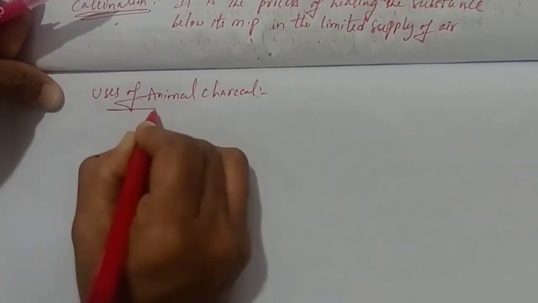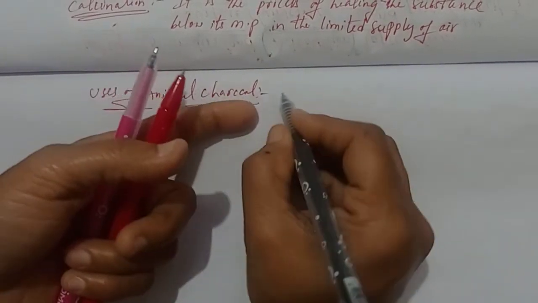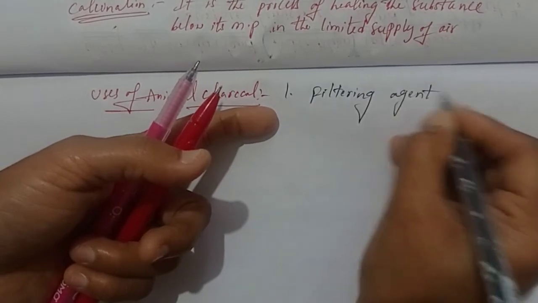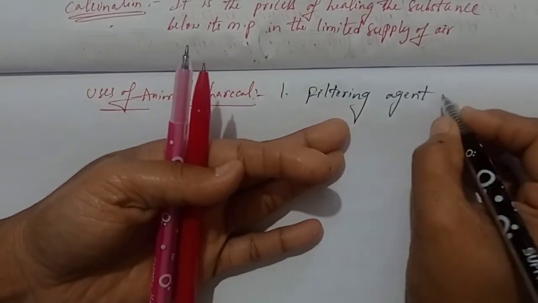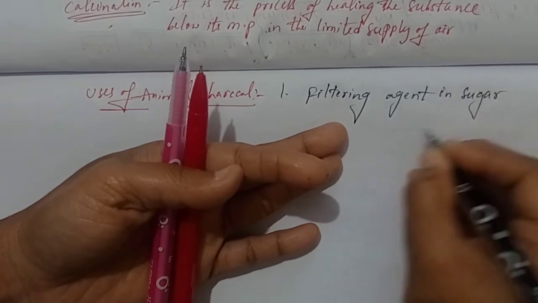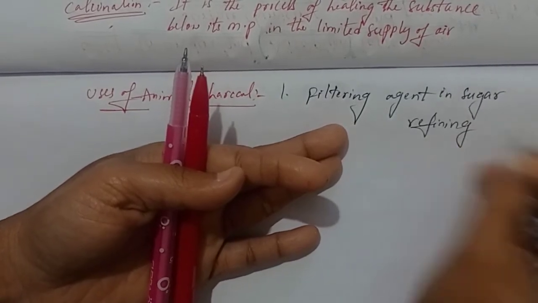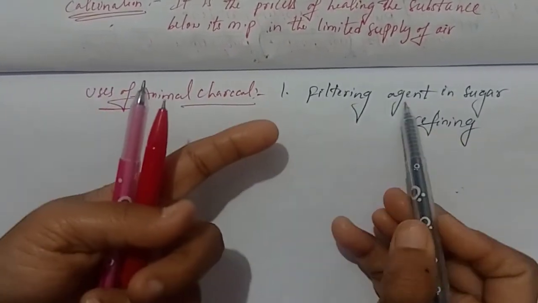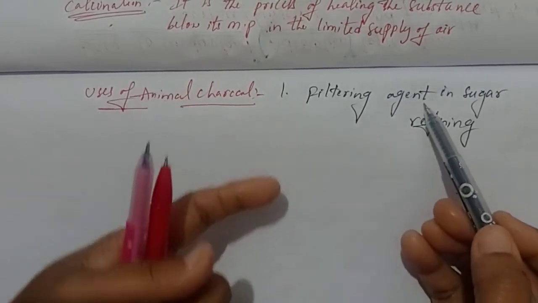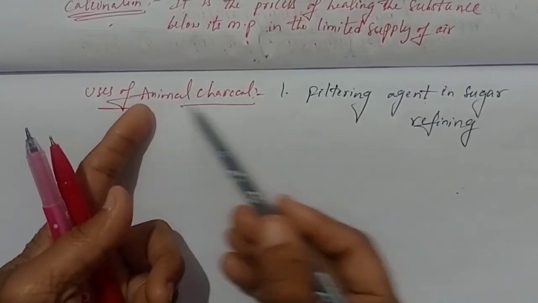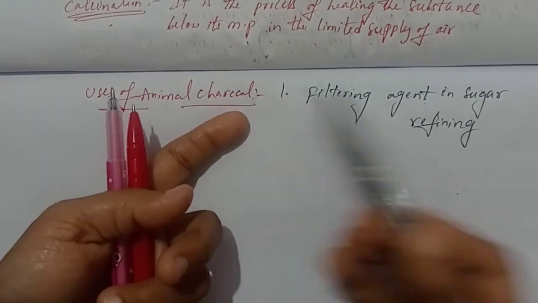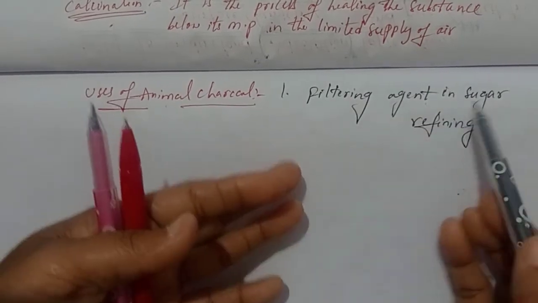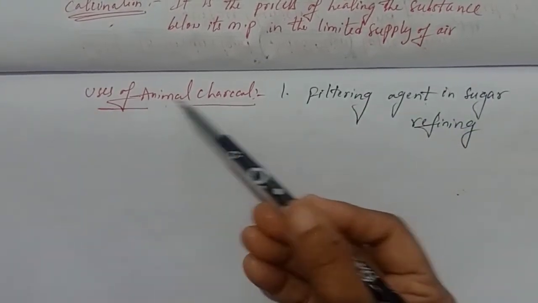What are the uses, students? Animal charcoal. First of all, it is used as a filtering agent in sugar refining. Sugar refining is nothing but purification. In sugar purification, it is used as a filtering agent by filtration. So in this process, what are we using for filtering? Animal charcoal. By using this animal charcoal, sugar purification will be there, students. In industries, they purify sugar by using animal charcoal.